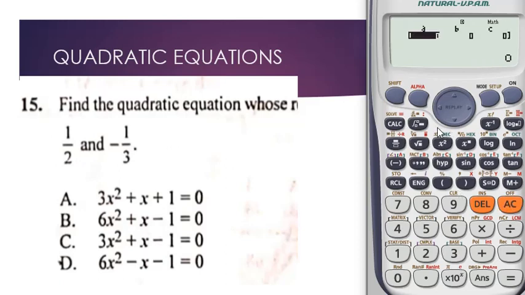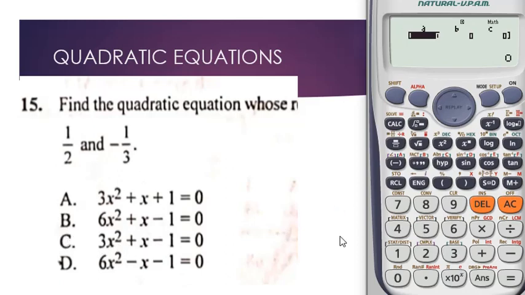So we just clear that one out, and then we move on to b. For b, we have 6, 1, and then minus 1. Let's see the roots. We have 1 over 3 and minus 1 over 2. From here, you can notice that b is not the correct answer, because the root should be minus 1 over 3, not positive 1 over 3. And this is minus 1 over 2, which is the opposite of these roots.